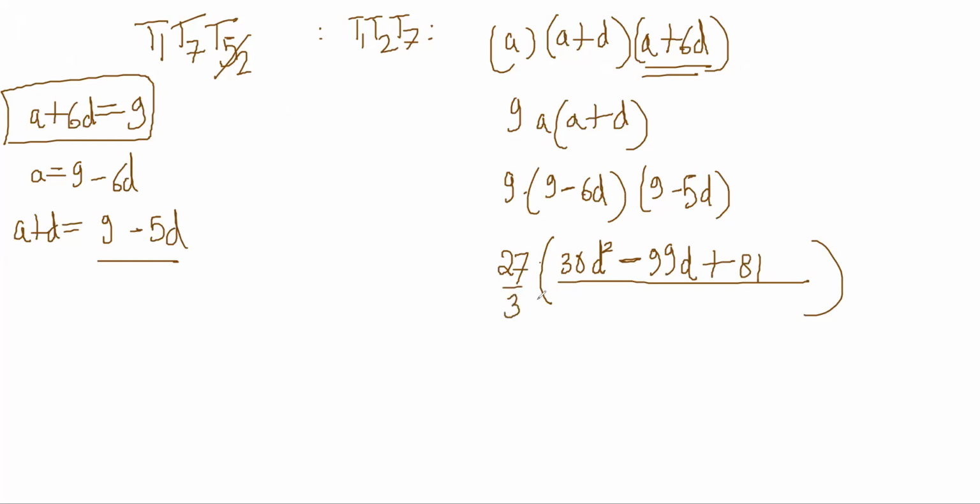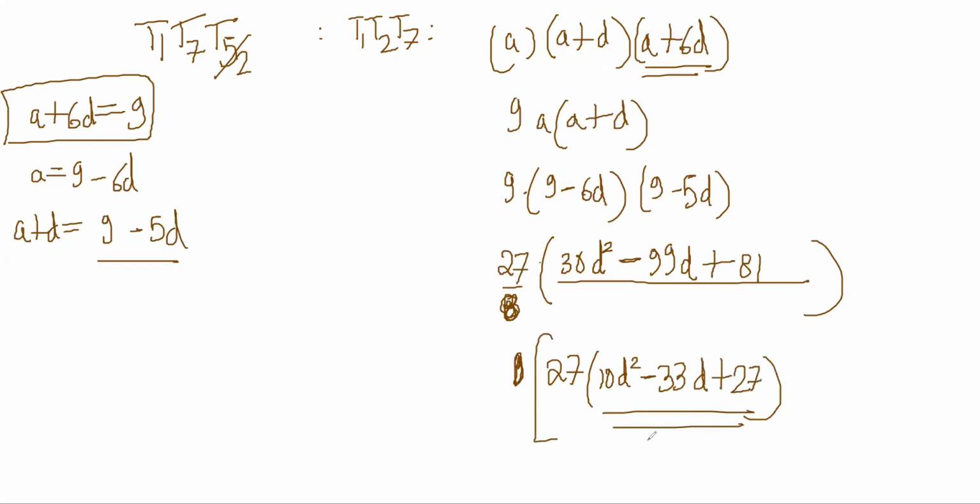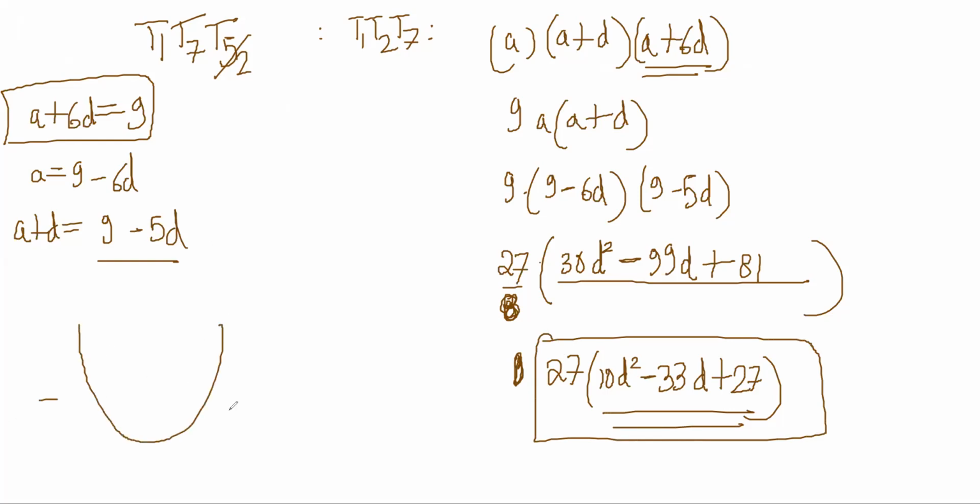You can take 3 common outside, so it will become 9 multiplied by 3. So it will become 27 into 10D square minus 33D plus 27. Now this value has to be minimum. We just now saw the theory that minimum of a quadratic happens at x is equal to minus b by 2a. In this case, it will be d is equal to minus b. B is minus 33, so plus 33 by 2 into a, which is 20.